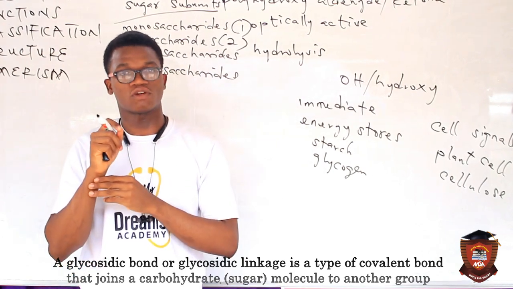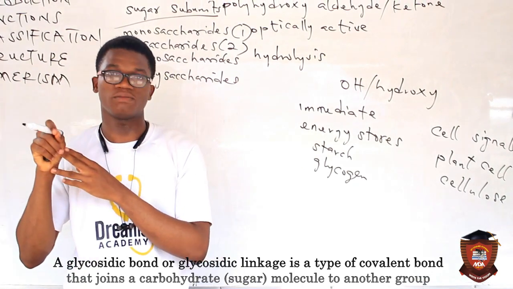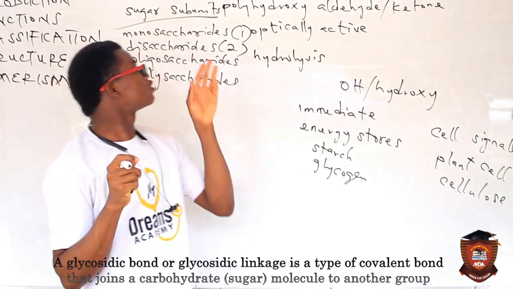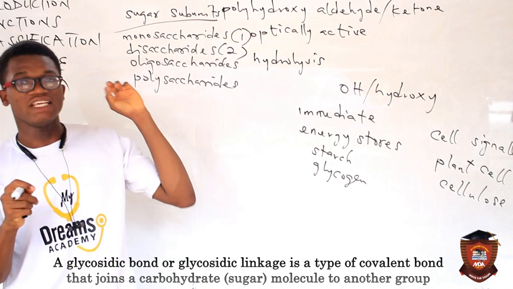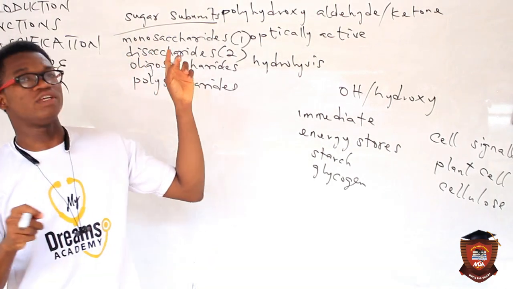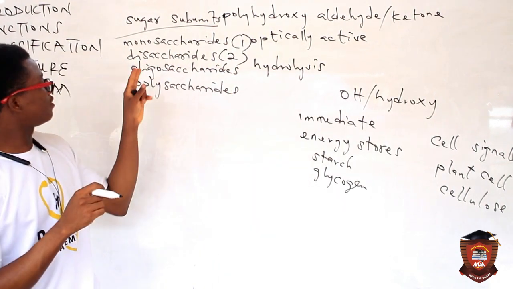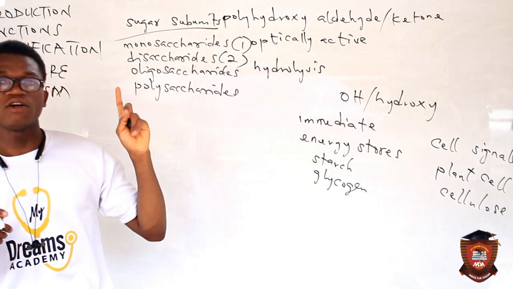A glucose can also come together with another monosaccharide, say fructose for example, to give you a disaccharide. So a disaccharide is a sugar that is made up of two sugar subunits, and those two subunits may be the same or different monosaccharides. Then we have the third one, which is the oligosaccharide.